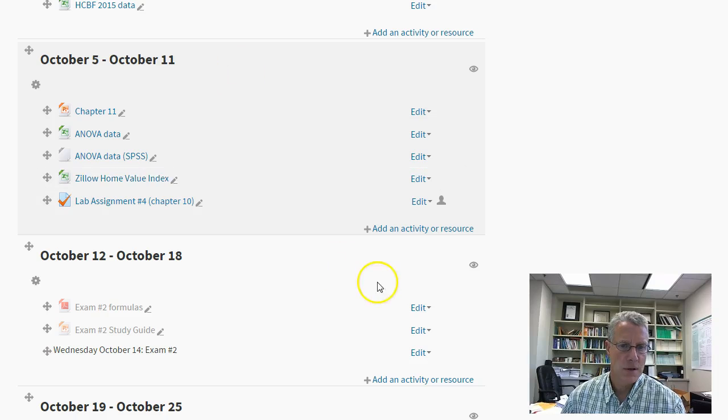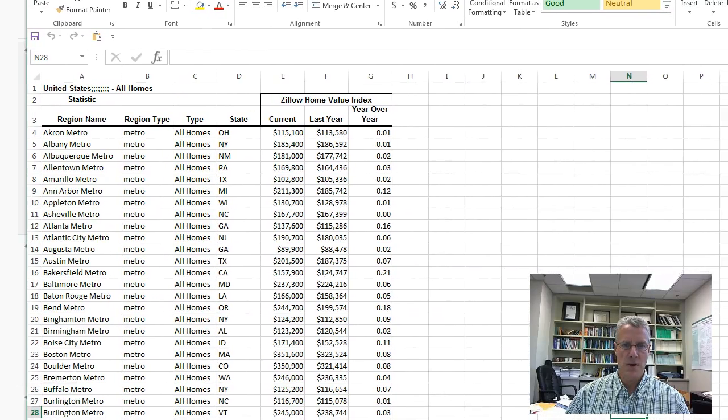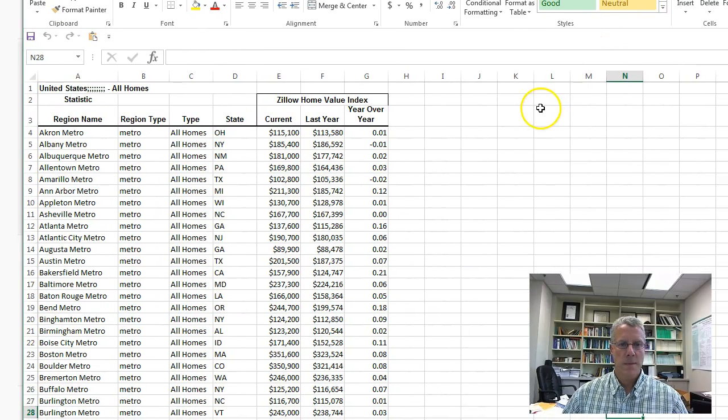And Zillow is a real estate website, and they do a real good job collecting real estate data all over the country and making that available. So here is the Zillow data that we have.